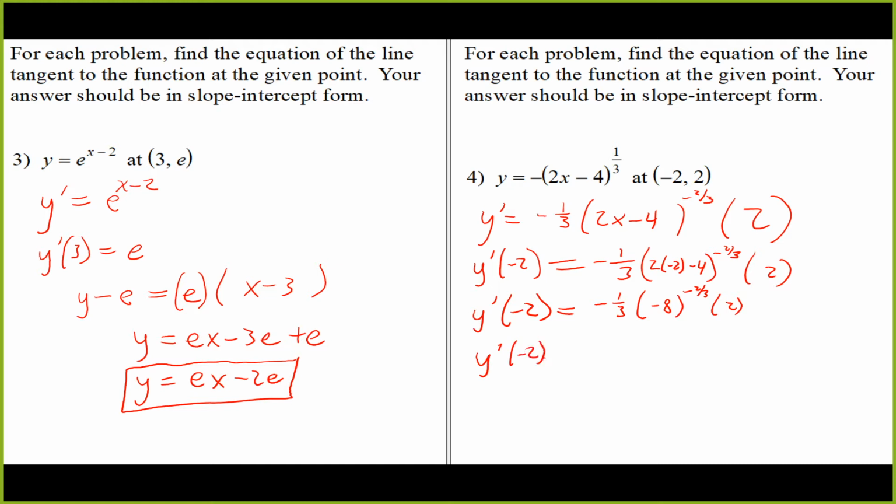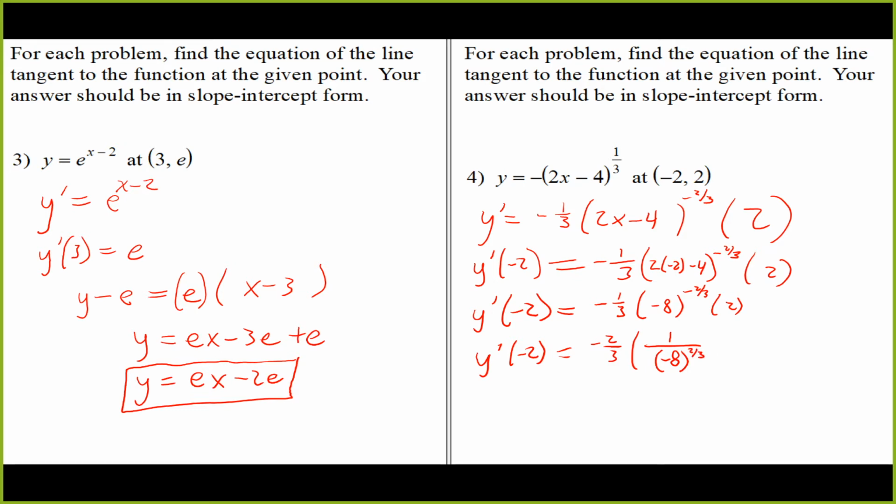So this is y prime -2 equals. I'm going to take this +2 and multiply it by the -1/3 to simplify the steps. This becomes -2/3. And then this number will be 1 over our number on the inside. So that's times -1/8. And now I'm raising this to the +2/3 power. So I'm going to write this like this, I think. Times 1 over -8 raised to the +2/3 power.